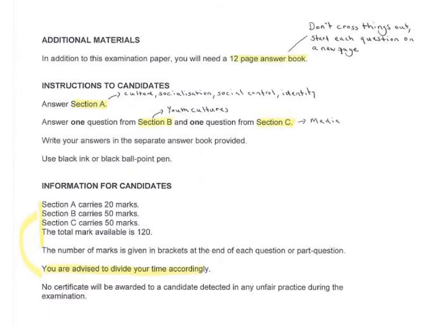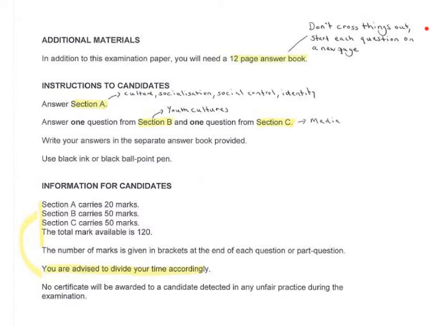So this is what the rest of the front cover of the Component 1 exam paper will look like. So let's just have a look at some of these instructions. At the top here, it says that in addition to this examination paper, you will need a 12-page answer booklet. So you will also be given that in the exam. And when you're writing your answers within that 12-page answer booklet, don't cross things out. The reason for that is as soon as you put a line through anything that you've written, the examiner is not allowed to give you marks.